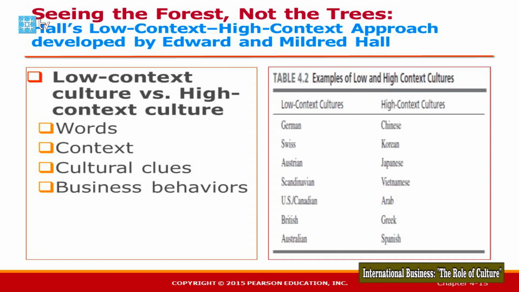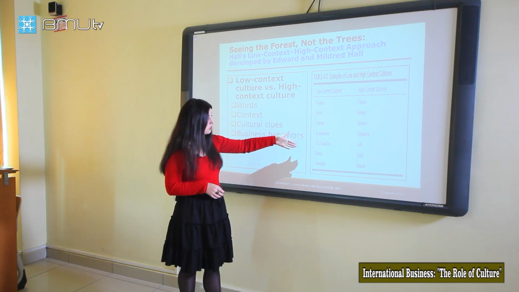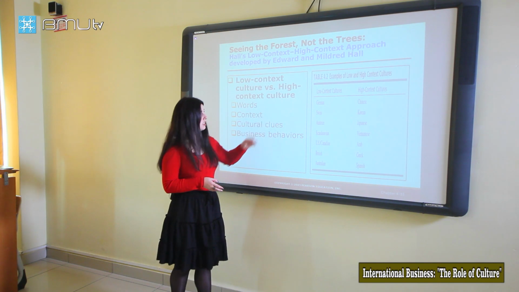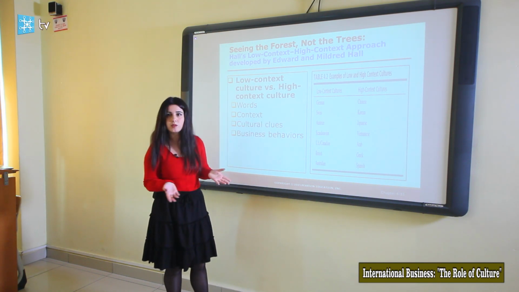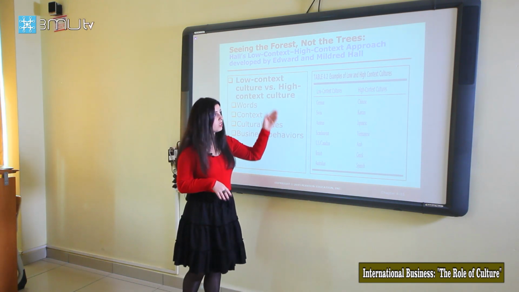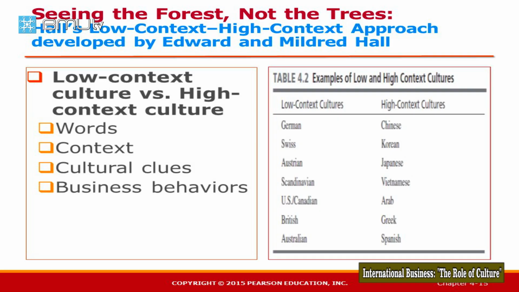You see that Anglo-Saxon countries are low context culture, for example, British, Australian, Canada, USA, and German. The German countries, Swiss, and most of the West European countries are low context culture, most of them, not all of them. And what about high context culture? You see, for example, Chinese, Korean, Japanese, Arabian countries, Greek, some of the European countries, and Spanish, and Turkey and Azerbaijan, we are in high context culture too.